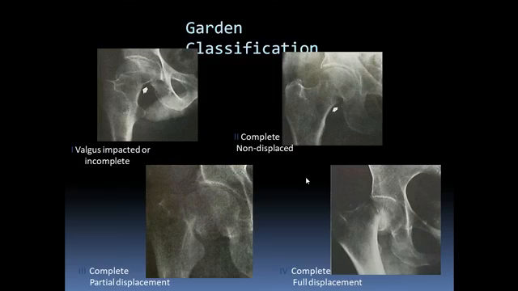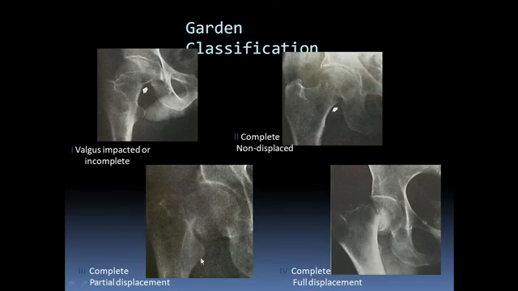And the well-known classification for fracture neck of femur, very much important for exam, has type 1, type 2, type 3, and type 4. That is known as Garden's classification. This classification depends on the degree of displacement and degree of angulation of the fractures. Type 1 is impacted or incomplete fracture. Type 2 is complete and non-displaced. Type 3 is complete with partial displacement. Type 4 is complete with full displacement.